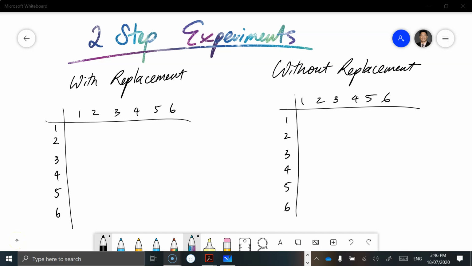Hey guys, in this video we're looking at two-step experiments. There's two types: one with replacement and one without replacement. Let's put it simply before we go to examples.